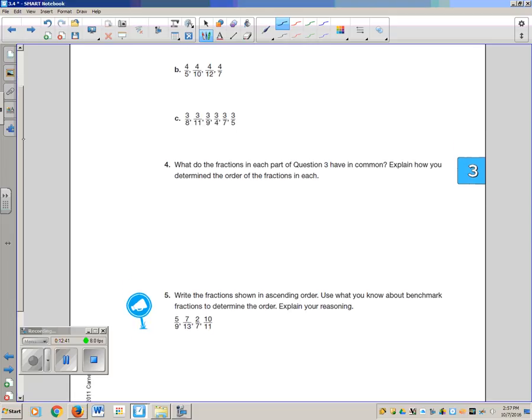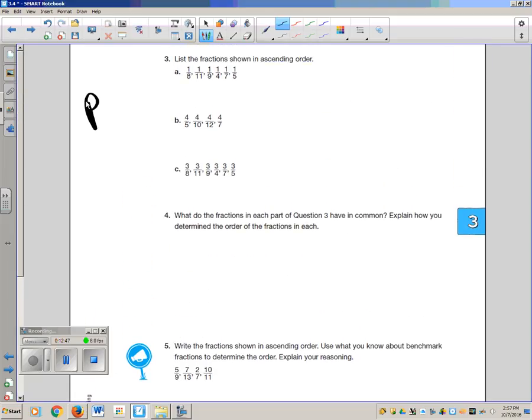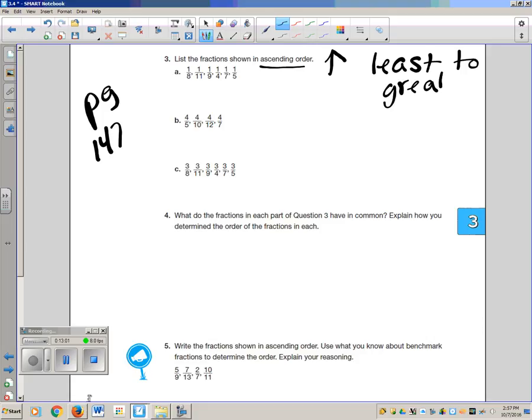All right, last page for your textbook. So I have page 147. We're going to list the fractions shown in ascending order. Ascending means going up. Another way this could have been written is least to greatest. Whenever you have a list of fractions like this, you need to find a common denominator. Let's look at B. We got 5, 10, 12, and 7. That doesn't seem like much fun, but I have to find the common denominator for those 4 numbers.